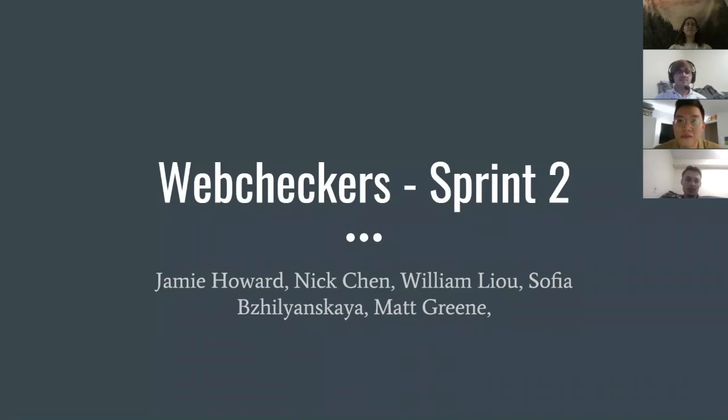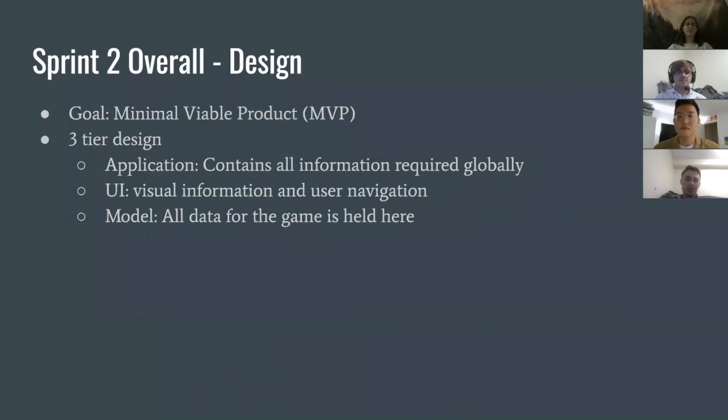This presentation will cover different aspects of our design and how we chose it. Our design goal is to come as close to the MVP as we can. Our design has 3 tiers. Application, which contains all information required globally. UI, which contains visual information and navigation used separately by each user. And finally, our model, which contains all the data for the game, such as the board, which is the main model class.